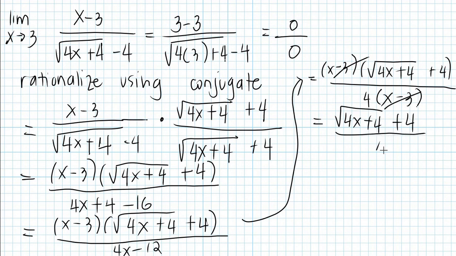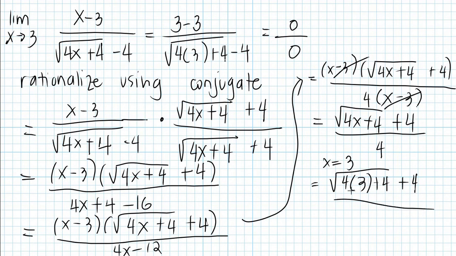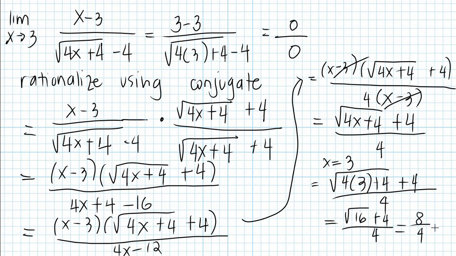Now we can try substituting 3 to get a value for the limit. So that's the square root of 4 times 3 plus 4, plus 4, over 4. Okay, so that will be the square root of 16, or 4, plus 4 over 4, or 4 plus 4 over 4, which is 8 over 4, or 2. So the limit of this function as x approaches 3 is 2.